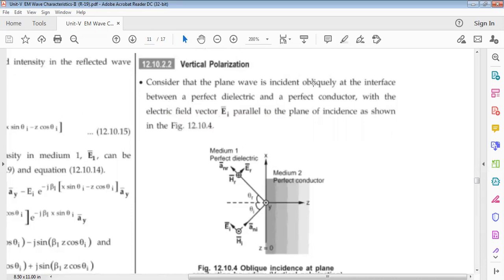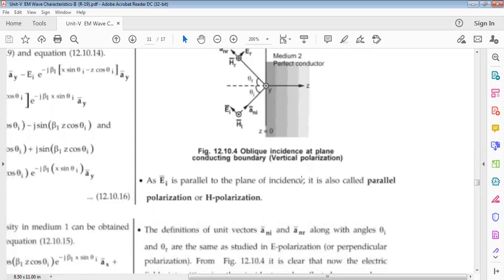Consider the plane wave incident obliquely at the interface between the perfect dielectric and perfect conductor. The dotted line shows the perfect conductor, and the left hand side we can call the dielectric, as shown in the figure, with the electric field vector Ei bar parallel to the plane of incidence. Ei parallel means vertical, Ei perpendicular means horizontal polarization. When we consider only the electric field parallel to the plane of incidence, the magnetic field is perpendicular to the plane of incidence.